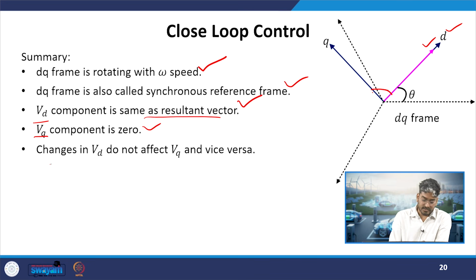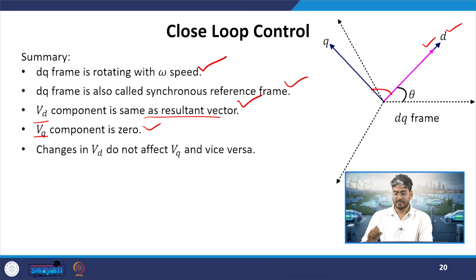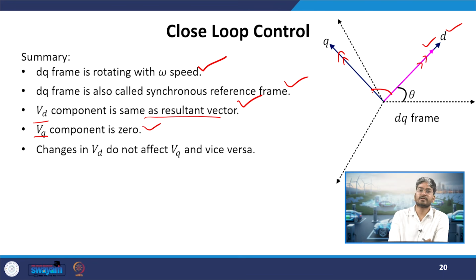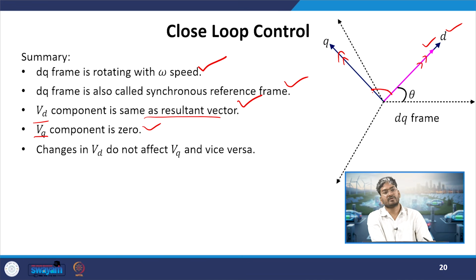Now a change in Vd will not affect Vq. Why? They are 90 degrees apart from each other. We have two orthogonal vectors. So if I change something on the d axis, it will not affect anything on the q axis, and if I change something on the q axis, it will not affect the d axis. For example, in this case we have considered Vd and Vq. If I change the Vd value, it will not affect Vq. If I change Vq, it will not affect Vd.